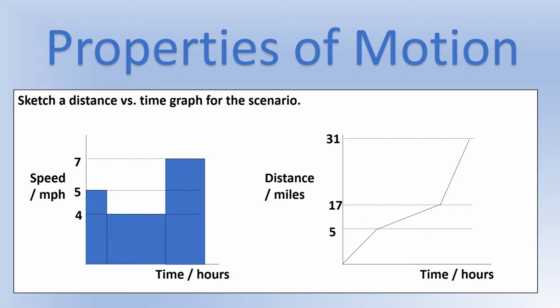The final section is 7 miles per hour, so that should be the steepest gradient on your graph, and the gradient would be 7 miles per hour, taking you up to a total of 31 miles distance there. So that's how you construct the graph, by thinking about the gradient and the speed.